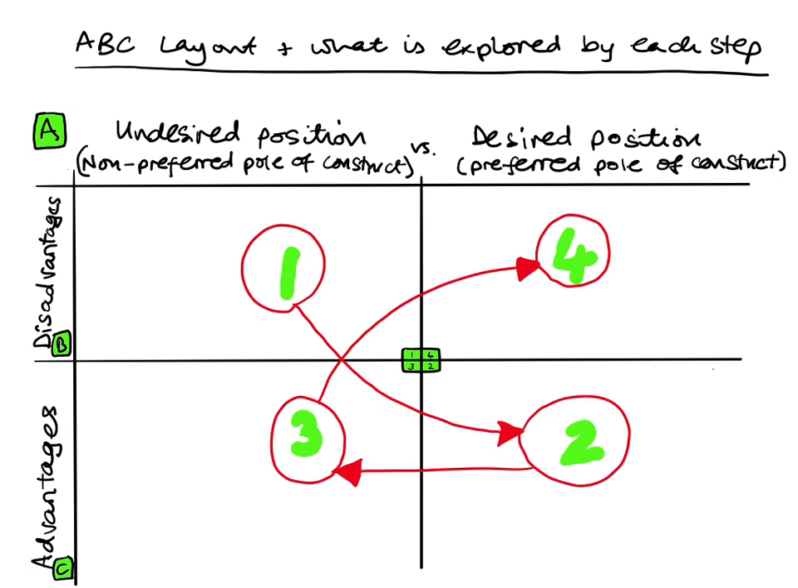This is the order that the exploration takes place in. So you're going from 1 to 2, followed by 3 to 4. So what you end up doing last is the desired position's disadvantages. That's quite important that that is last. Now sometimes people set it out in a different order. I think what matters most is that the disadvantage of the desired position comes last.